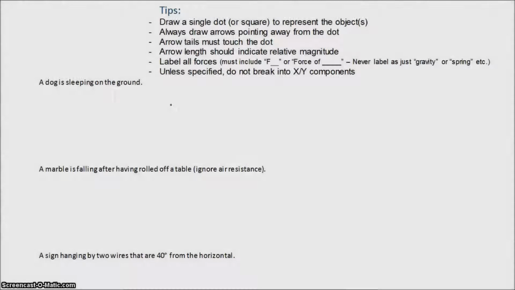When drawing free body diagrams, make sure you follow these tips. Always draw a single dot or a square to represent the objects. Always draw arrows pointing away from the dot. The arrow tails must touch the dot. Arrow lengths should indicate relative magnitude.